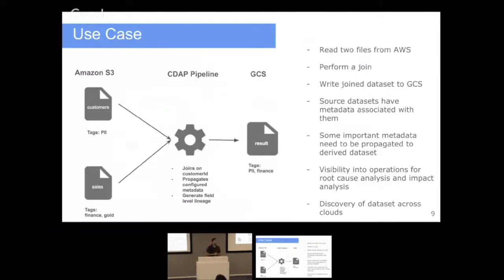They want to know, once the resultant data set has been created, they can look that data set up, look that field up, and understand what operations were done, where this data came from, and how it impacted the fields of the data set. And at the end, they also want to discover across multiple clouds, irrespective of whether this file resides on Amazon S3 or on GCS.